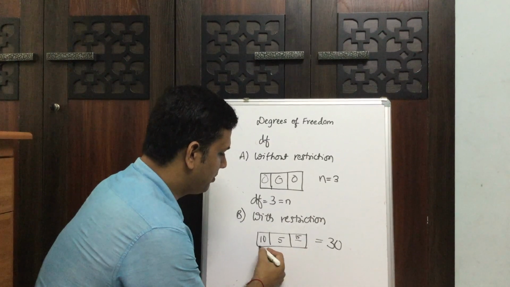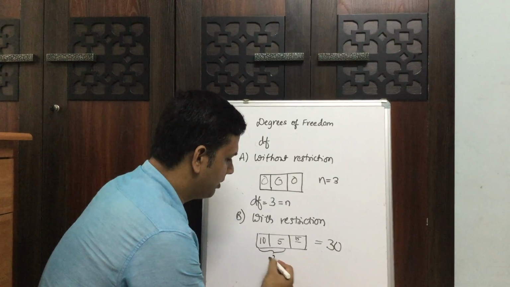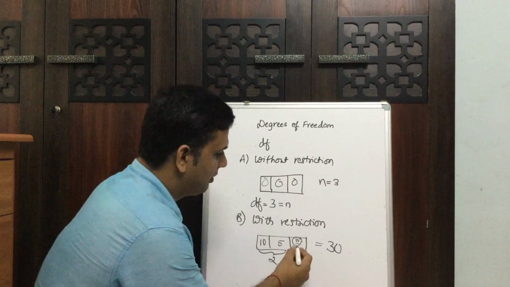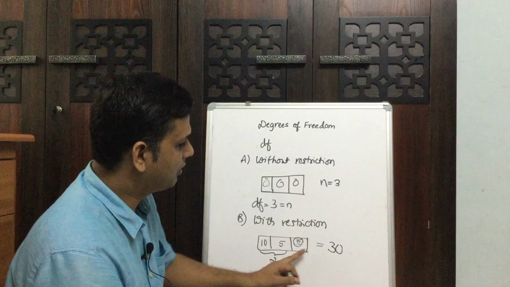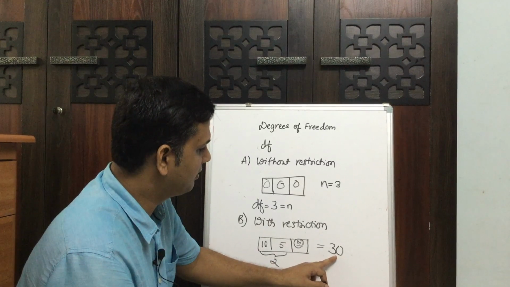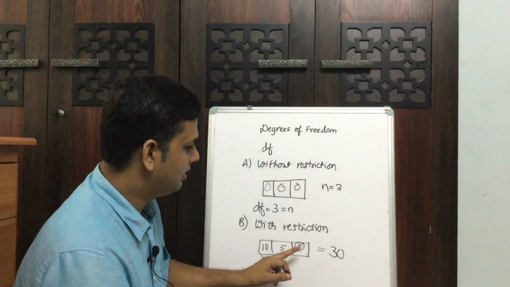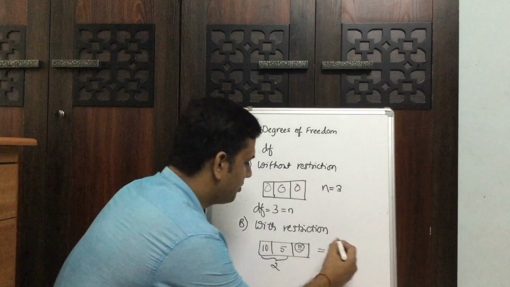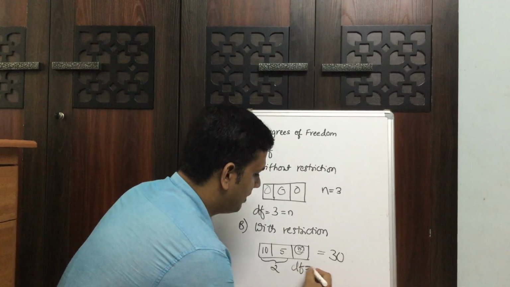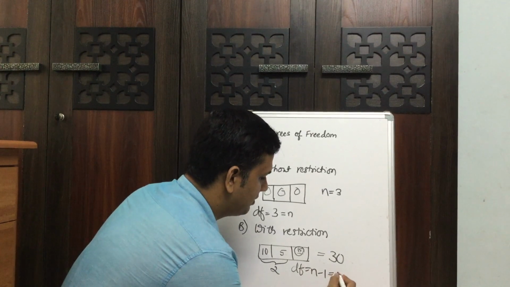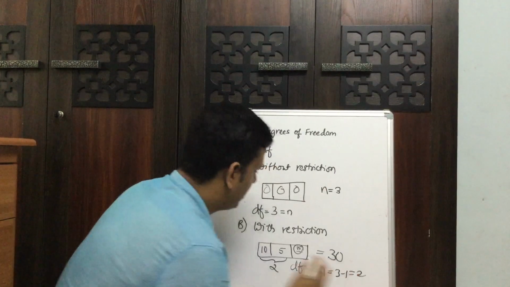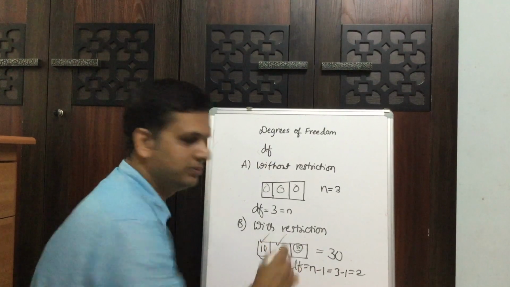So here degrees of freedom is 2, because for this value I don't have any freedom, because for this restriction of sum 30 I have to fill this with 15. So here degrees of freedom is n minus 1. Here it is 3 minus 1, that is, there are 2 degrees of freedom here.